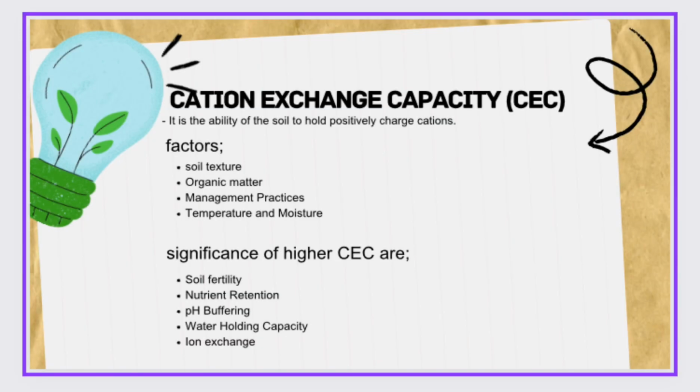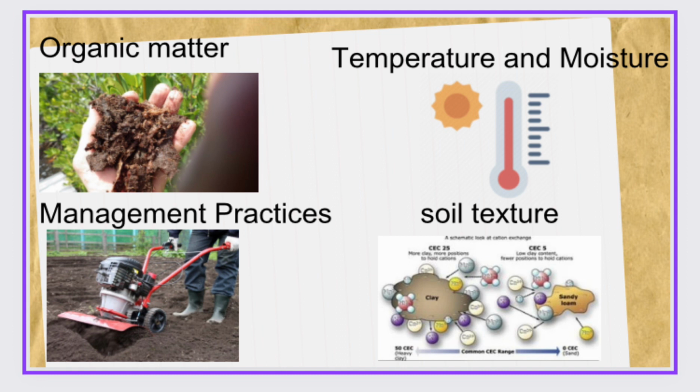The following factors affect the cation exchange capacity: soil texture, organic matter, management practices, temperature, and moisture. Soil texture: soil with a higher clay content generally has a higher CEC because clay particles have a greater surface area and more negatively charged sites. Organic matter: soil rich in organic matter tends to have higher CEC because organic matter contains functional groups such as carboxyl and hydroxyl groups that can hold cations. Management practices such as adding organic amendments, maintaining proper soil pH, and avoiding excessive tillage can positively impact cation exchange capacity.